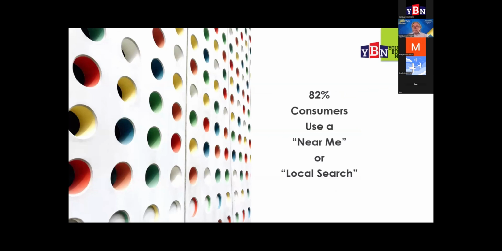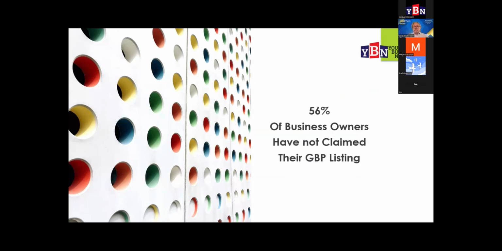82% of people that do a search usually do a search near me or a local search. And when you're looking for some business category, you are automatically going to be put into a local search or near me. Just look at when you're doing a search and you will have those options available for you. 82% of people do that.